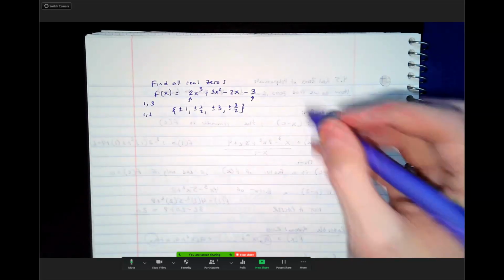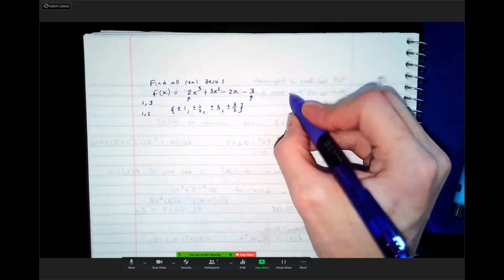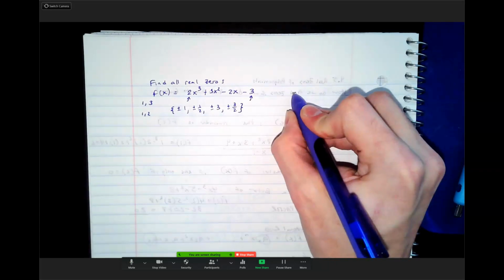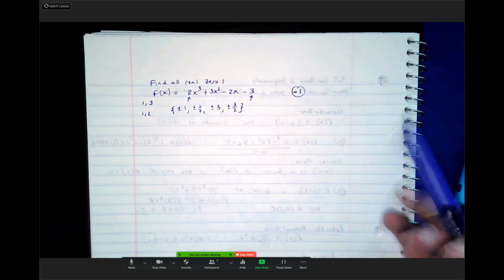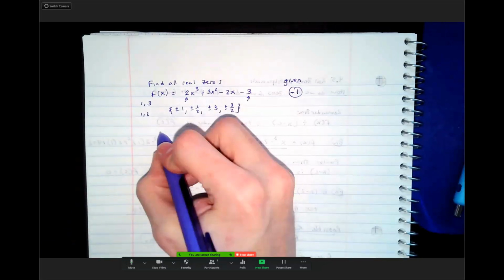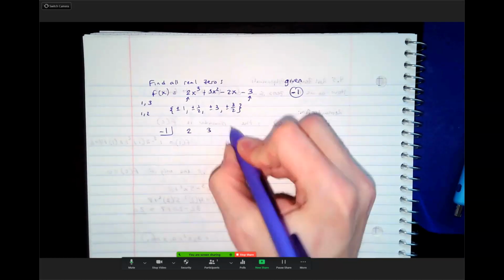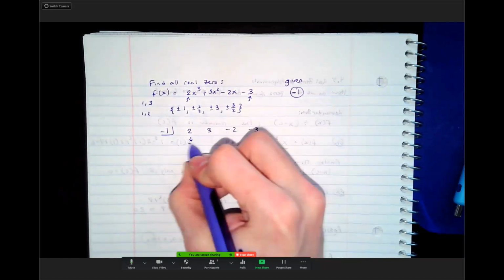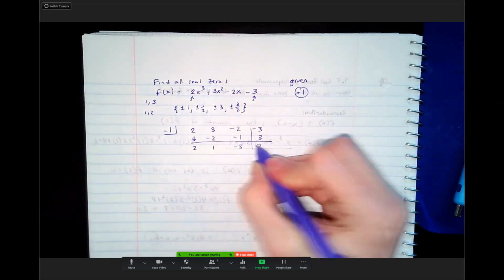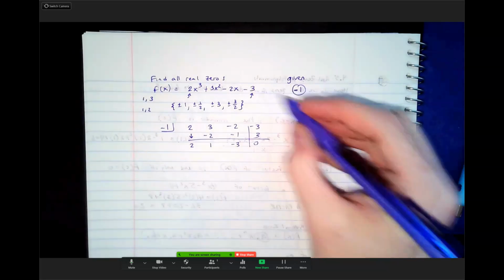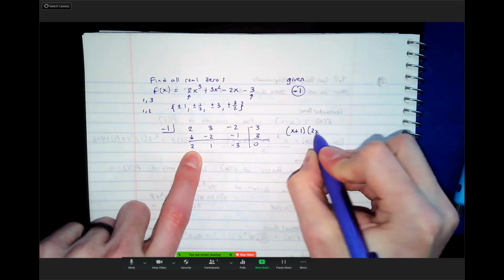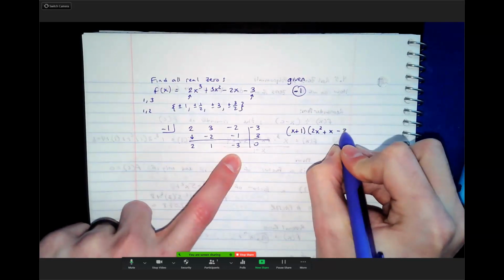But let's do this problem this way. I'm going to just tell you, instead of looking at a graph, that -1 is a root. So what do I do? If I give you this, you're going to take this number and synthetically divide it out. And we could rewrite this factored thing as x plus 1 times 2x squared plus 1x minus 3.